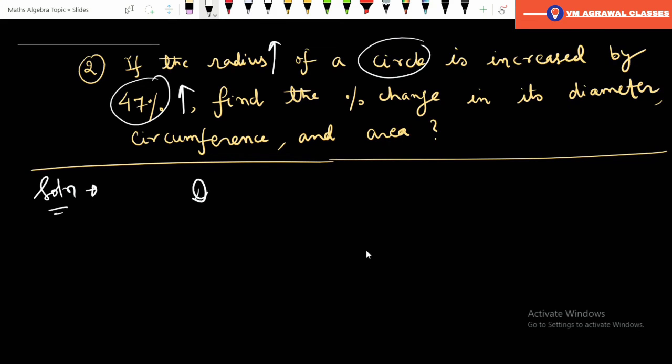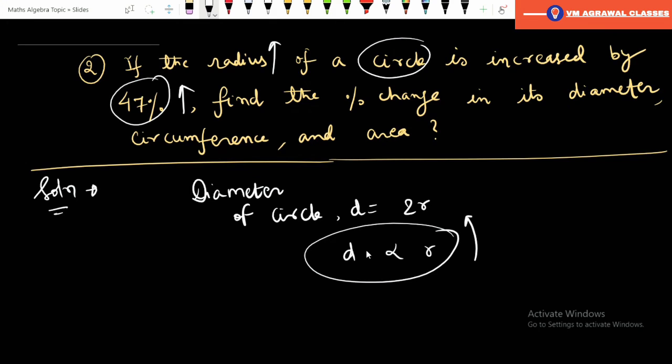Diameter of a circle is d equals 2r. So d is proportional to r. If r is increased, then d is also increased proportionally. It is directly proportional.